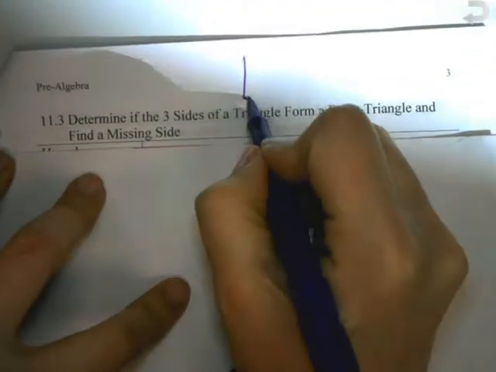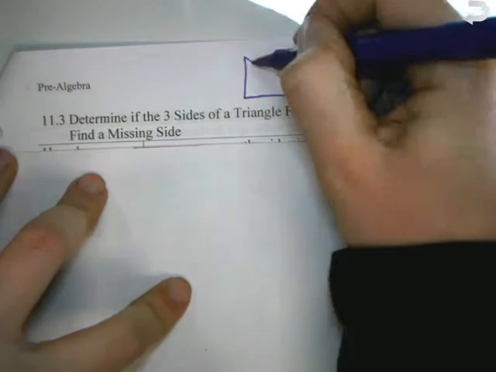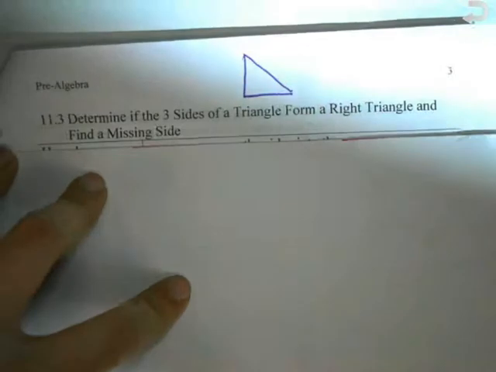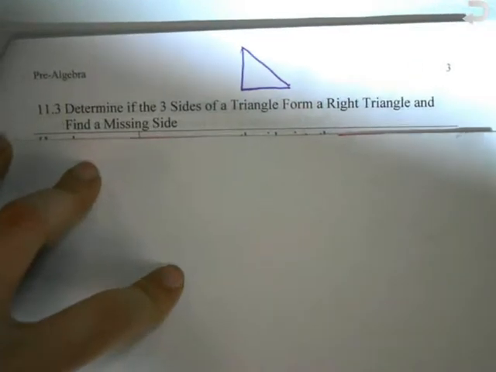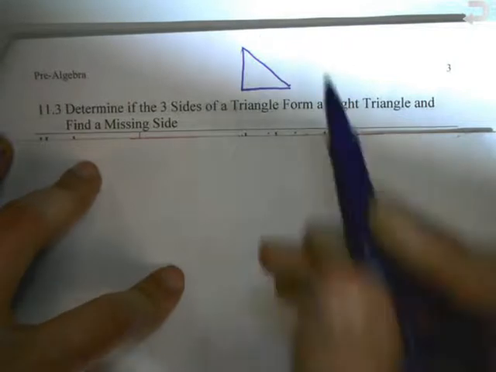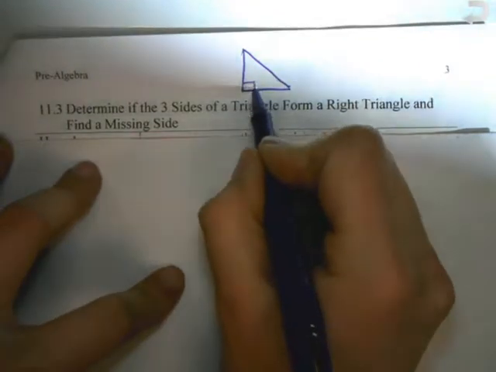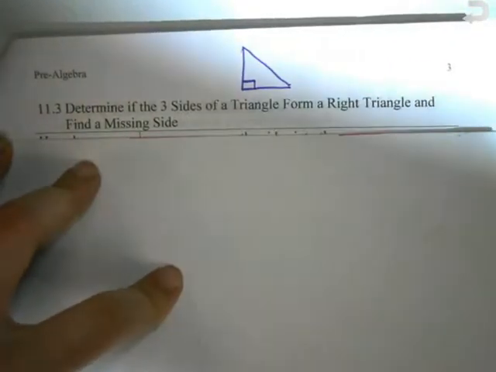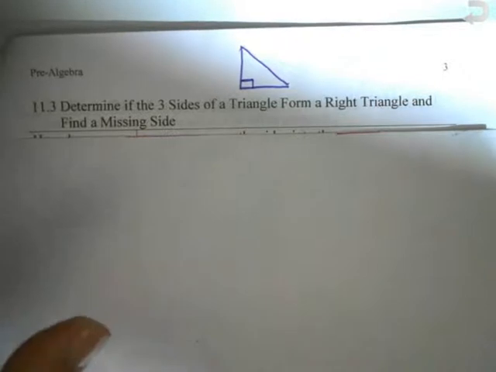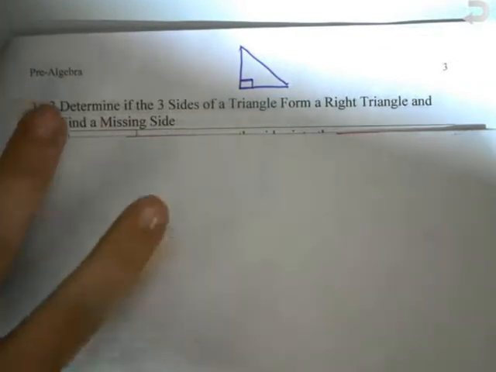So if I give you this triangle, can you assume that that is a right triangle? No. Why? What is it missing? The square. The little square that tells me that's 90 degrees, right? We cannot assume anything about the triangle. But what can I do?